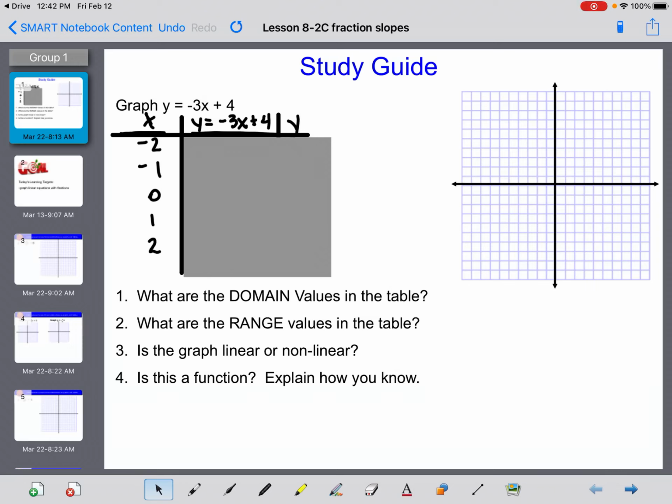This is Lesson 8-2C from your Algebra Readiness textbook. To begin today's lesson, you'll want to pause the video and work the study guide problem. Continue the video when you're ready to compare your answer to mine.